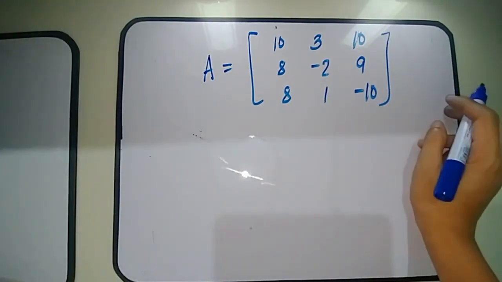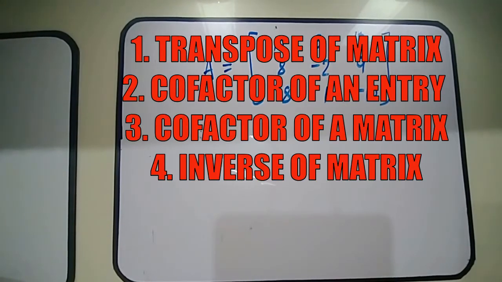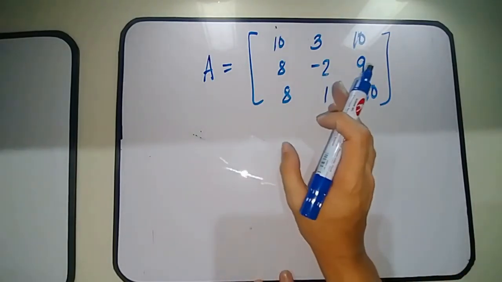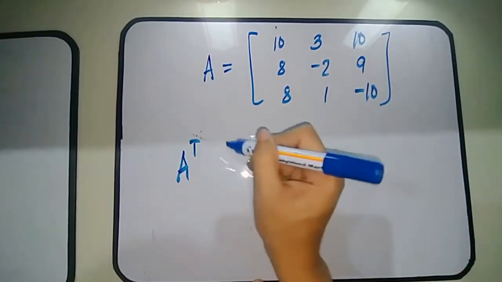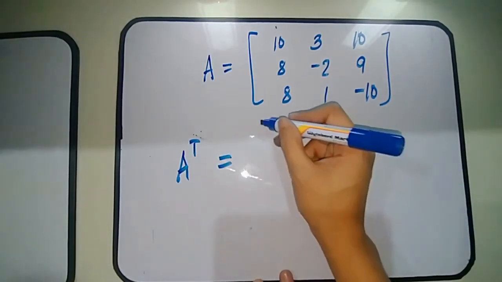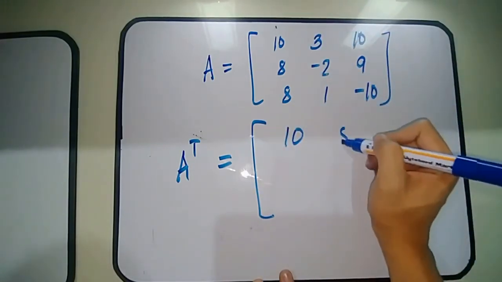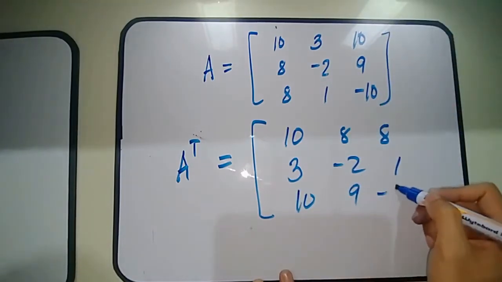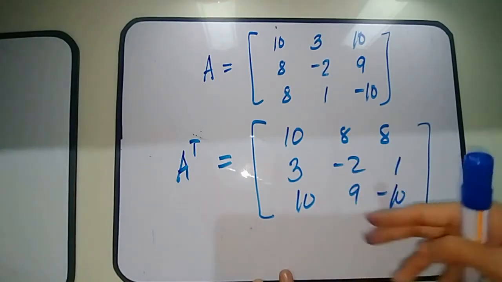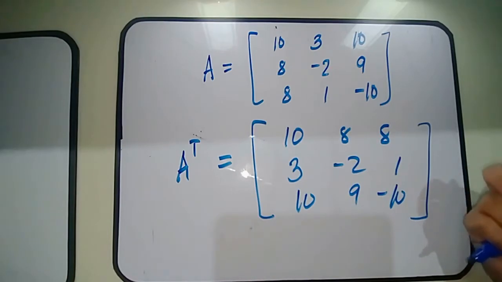Before we proceed to the concept of the division of matrix, let's first discuss some fundamental concepts. The first concepts are the transpose of a matrix, the cofactor of an entry of a matrix, the cofactor of a matrix, and your inverse matrix. When you say transpose of a matrix, we just interchange the rows and columns. For example, the transpose of matrix A, with the symbol A exponent T. Our columns here we make rows. So that is 10, 8, 8. Then 3, negative 2, 1. Then 10, 9, negative 10. So this is the transpose; we just interchange the rows and columns.